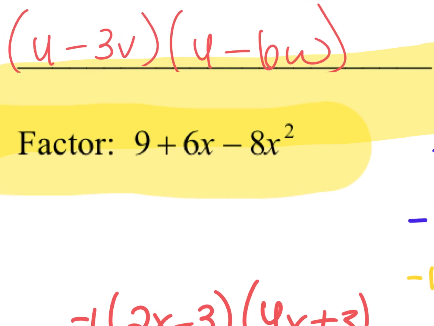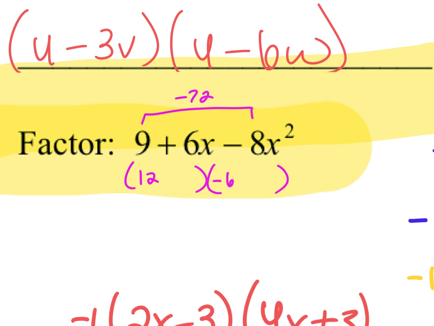Because we can, right? We can still multiply A times C, correct? And get what? Negative 72. So what are the factors of negative 72 that are going to multiply to give me negative 72, but add to give me 6? Positive 12 and negative 6. Okay, so positive 12, negative 6.